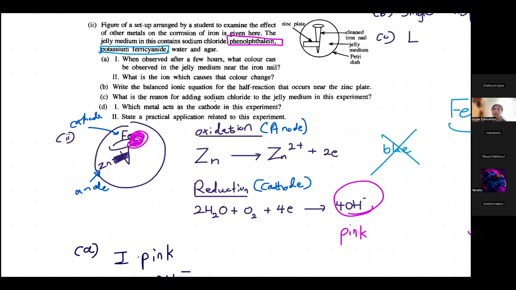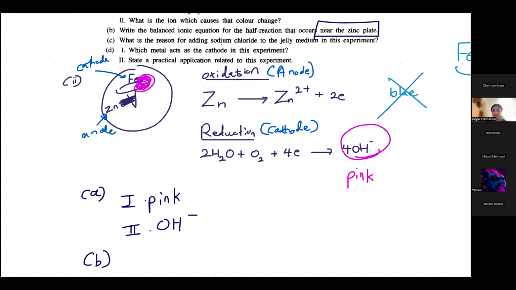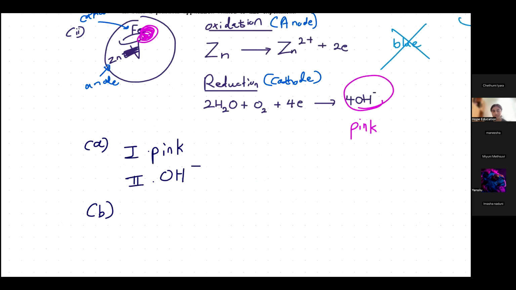Write the balanced ionic equation for the half reaction that occurs near the zinc plate. That is this one, isn't it? So it should be written. Physical states, don't worry if they are not included. You can just write zinc forms zinc 2 plus plus 2 electrons.